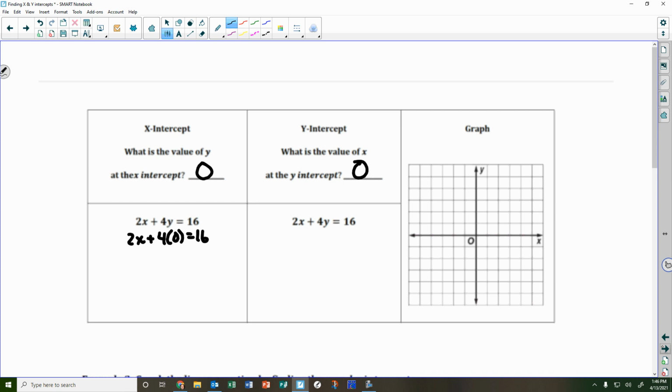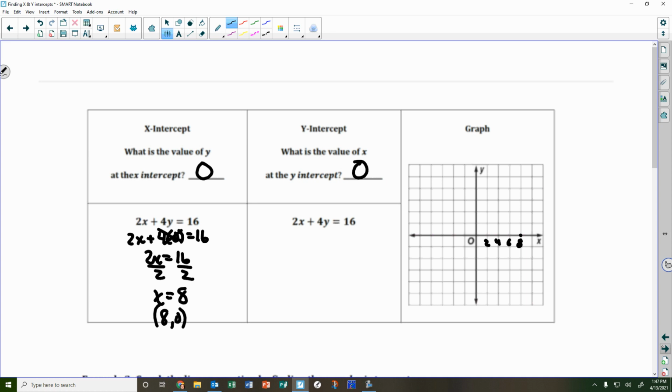4 times 0 is 0. That just cancels it out, right? And I'm left with 2x equals 16. And if I solve for x, x equals 8. So that means the x-intercept of this equation would be (8, 0). So if you go over to this graph, we're going to have to go by 2's here to fit it. So 2, 4, 6, there's 8.